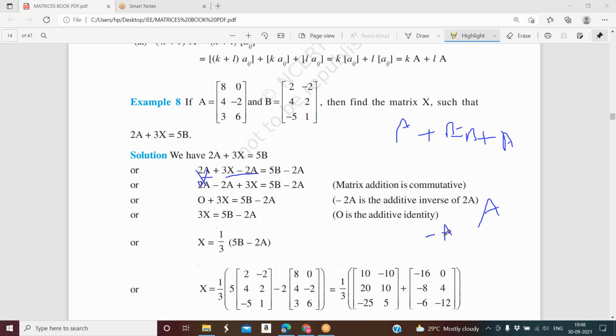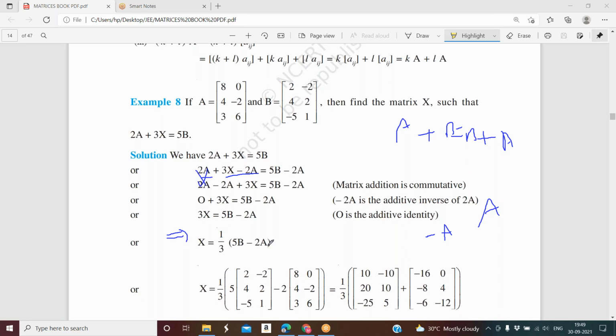Matrix O is an additive identity. So this is O plus 3X equal to 5B minus 2A. If you add 3X with the 0 matrix, it will give 3X only. If you add any matrix with the 0 matrix, you will get the same matrix. So 3X is equal to 5B minus 2A. From this I can find X. My X is 1 by 3 times (5B minus 2A).